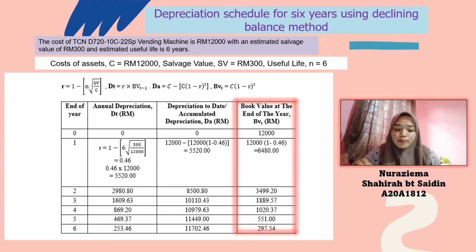So to get the book value of year 2, we can take the book value at year 1, which is 6,480 ringgit, subtract the annual depreciation of year 2, which is 2,980 ringgit and 80 cent. So we will get the book value of year 2, which is 3,499 ringgit and 20 cent.